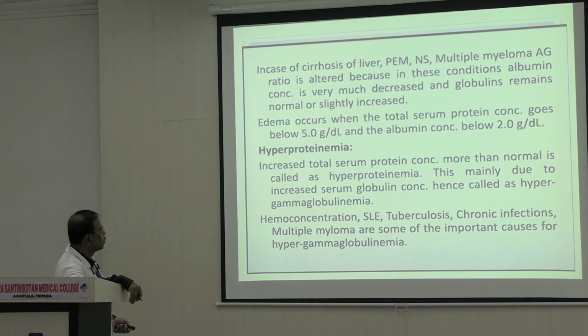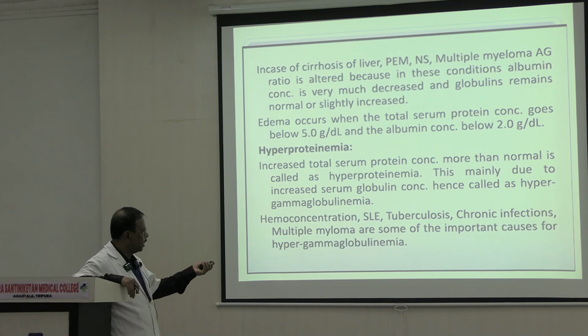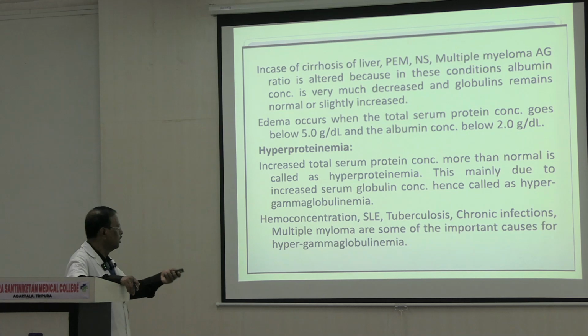Hyperproteinemia: increased total serum protein concentration more than normal is called hyperproteinemia. This is mainly due to increased serum globulin concentration, hence called hypergammaglobulinemia. Hemoconcentration, SLE (systemic lupus erythematosus), tuberculosis, chronic infection, and multiple myeloma are some of the important causes of hypergammaglobulinemia.